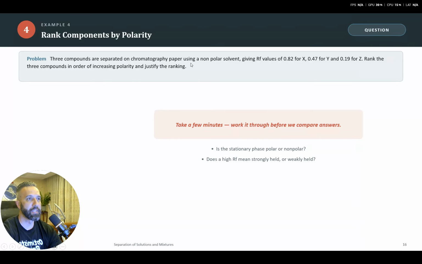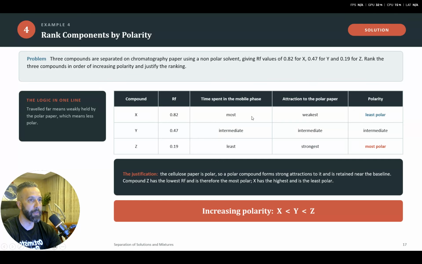Okay, take a look at this. So now it says the solvent is nonpolar. What does that mean? If the solvent is nonpolar, that means that paper is more polar than the solvent. That's how they ask these questions. So if the RF is high, that means that X has gone far with the waterfront and with the solvent front, which means that it interacts much more strongly with the solvent. And since the solvent is non-polar, that means that X has the least polarity, followed by Y, followed by Z.